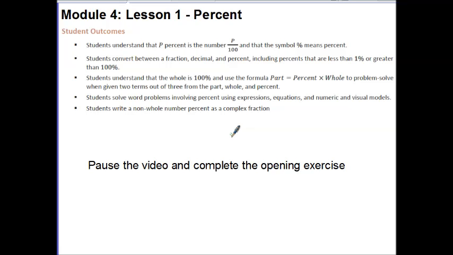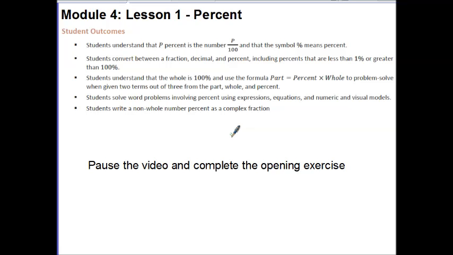Today's lesson is Module 4, Lesson 1, percent. Your outcomes for today's lesson are: students understand that p% is the number p divided by 100 and that the symbol shown here means percent. Students convert between a fraction, decimal, and percent, including percents that are less than 1% or greater than 100.